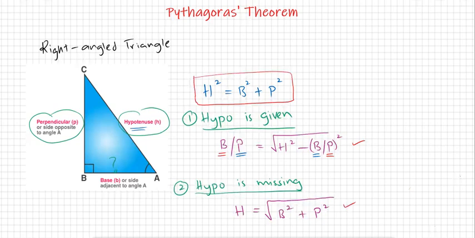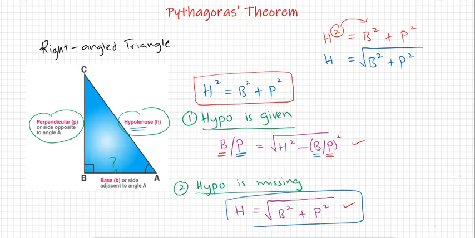Look, for example, if I have to find out hypotenuse, what will I do? I have to shift this square to the opposite side. So this will become a square root, and the rest of the things remain the same, b square plus p square. So you can see here the formula is the same.